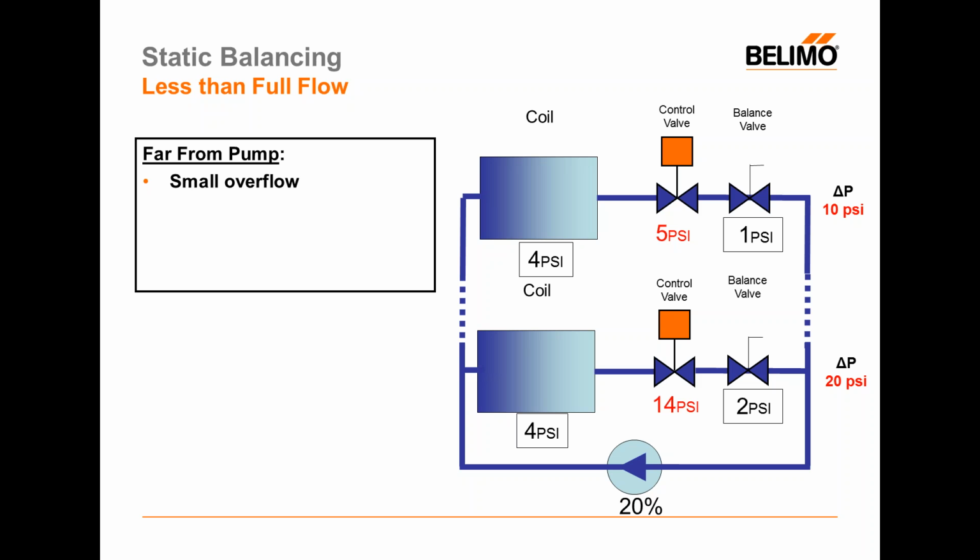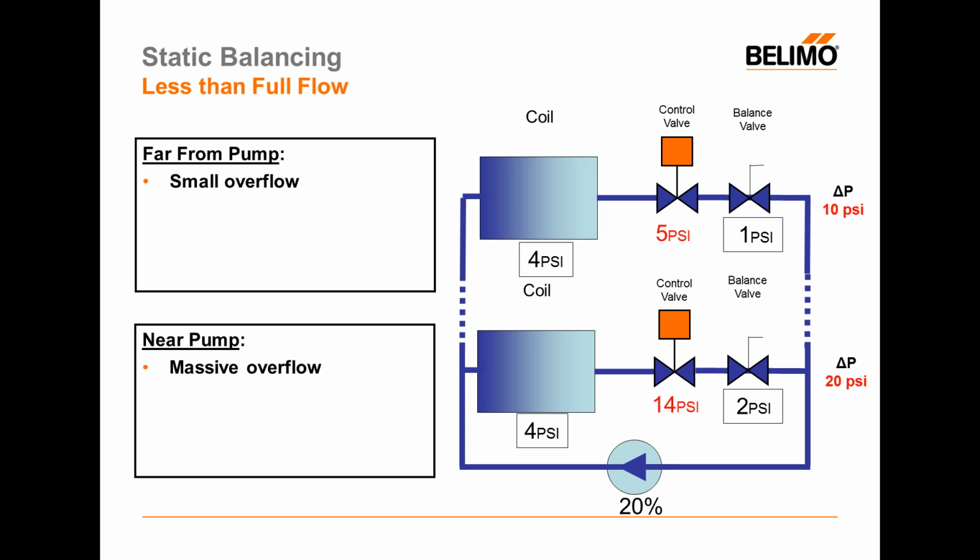And then as we balance out the loop and do the math, the control valve, which was sized for 4 psi, now is getting 14 psi, and in this case we're bound to see a fairly substantial overflow in this valve. Now we're going to see an overflow at low flows, which really means that we're going to see a substantial increase in the amount of heating or cooling that's dumped into this space.